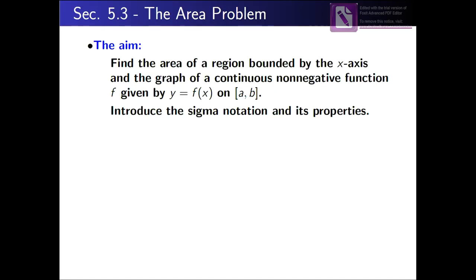Section 5.3 The Area Problem. The aim of this section is to find the area of a region bounded by the x-axis and the graph of a continuous non-negative function f given by y equals f of x on the closed interval a to b, and to introduce the sigma notation and its properties.